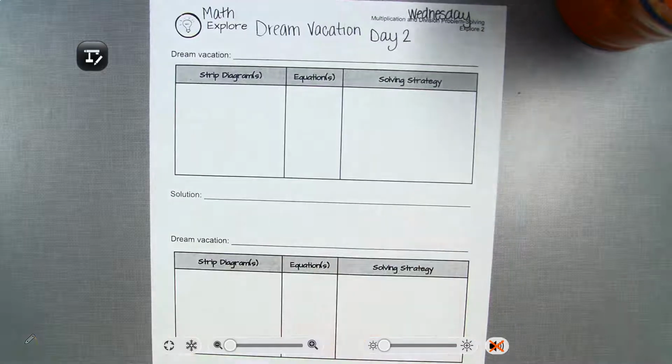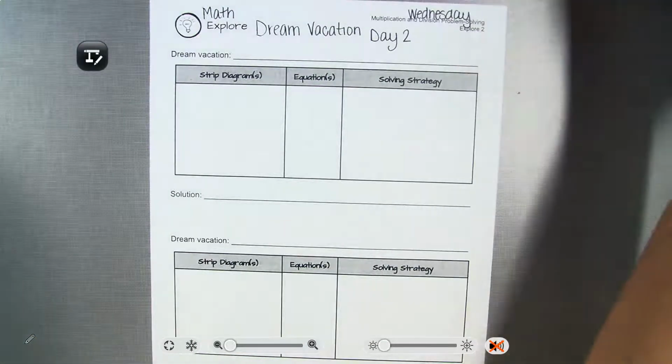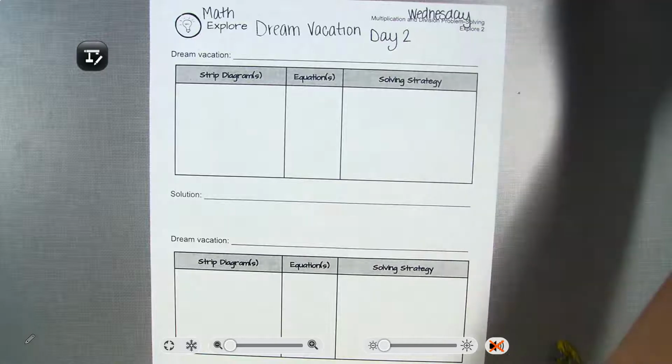Okay, guys, so we're going to finish the dream vacation that we started yesterday. And remember, we were starting to do multi-step problems.